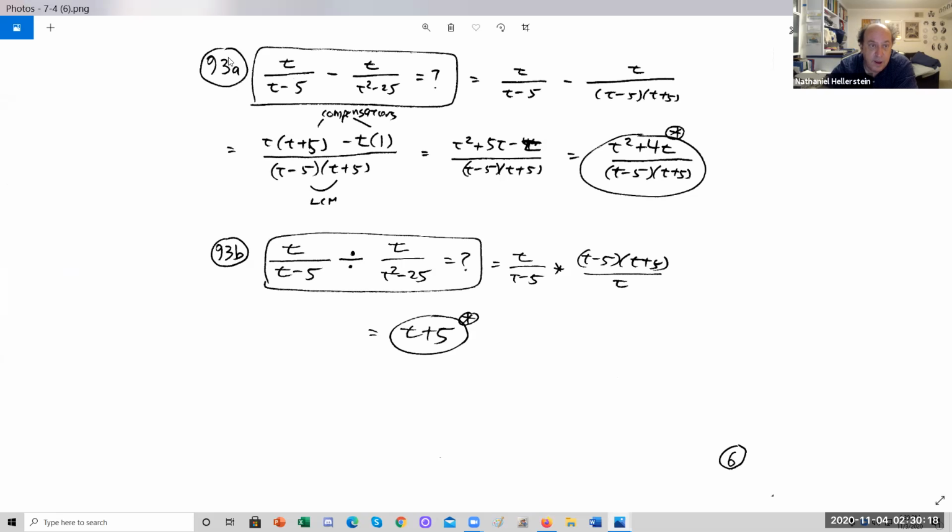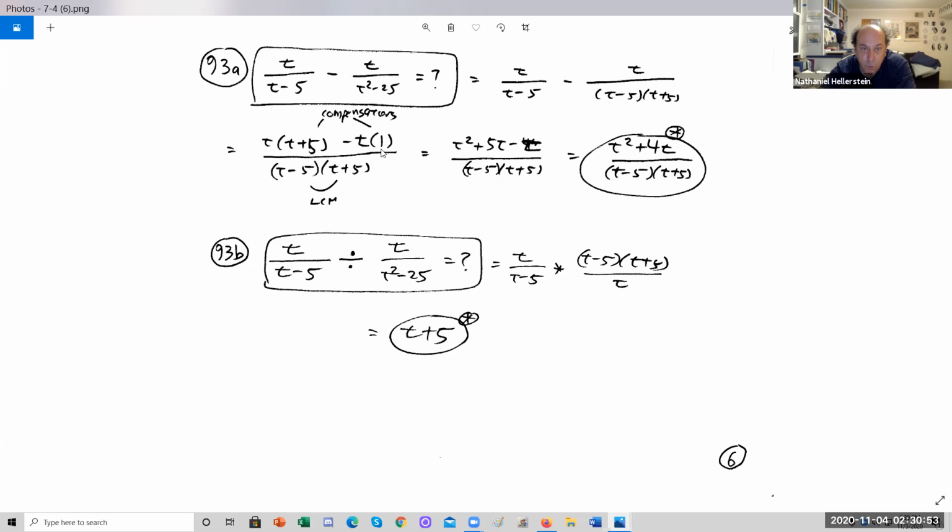All right, here we have 93a and b. We have t over t minus 5 minus or divide t over t squared minus 25. So the same expressions, only we have a minus here and a divide here. And in both cases, what you want to do is to factor the t squared minus 25. It's a difference of squares, therefore t minus 5, t plus 5. So here, t over t minus 5 minus t over t minus 5, t plus 5. Okay, this t minus 5, t plus 5 is the lowest common multiple, so there it is.